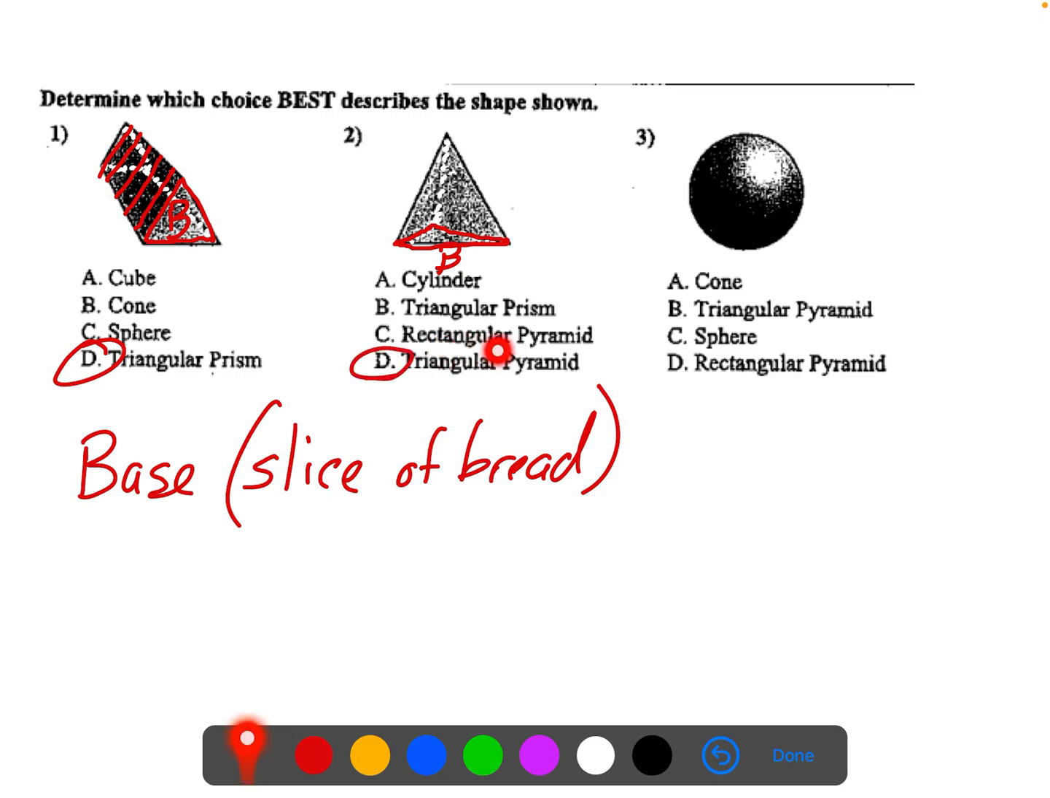You wouldn't say rectangular pyramid because there's no rectangles there. All right, then we have this shape. We haven't really talked about circles yet, but those have three specific names. This would be a sphere. We call a tube, like a toilet paper tube, that would be a cylinder. And then we do have cones, which are just like ice cream cones.